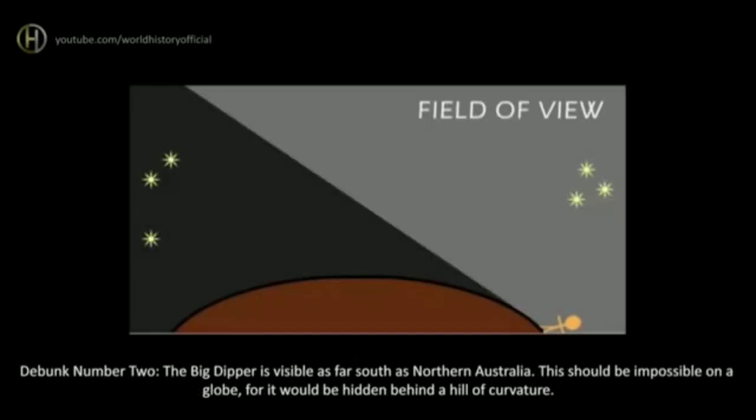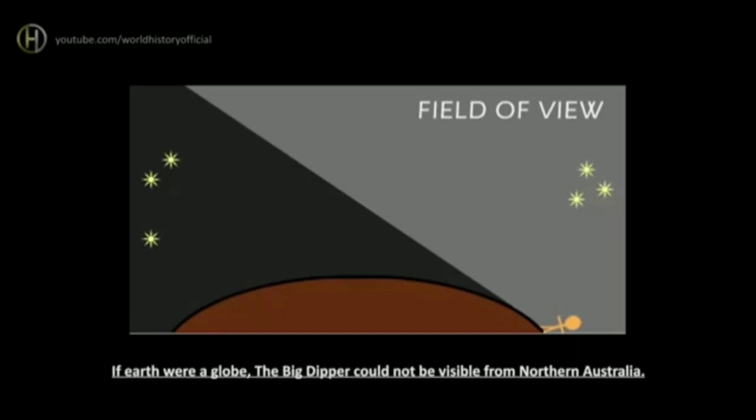Debunk number 2, the Big Dipper is visible as far south as northern Australia. This should be impossible on a globe, for it would be hidden behind a hill of curvature. If Earth were a globe, the Big Dipper could not be visible from northern Australia.